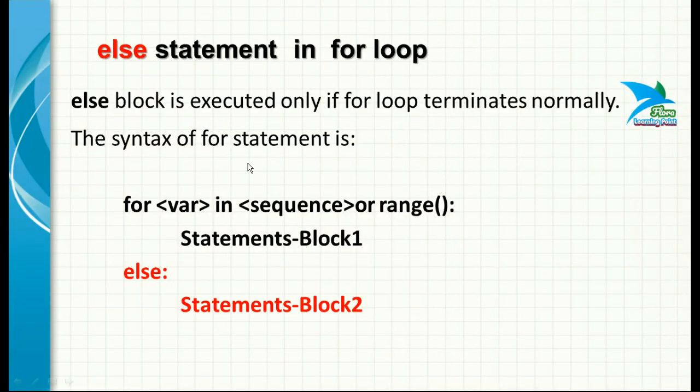So first we'll discuss the else statement in for loop. The else block is executed only if the for loop terminates normally. That means this block will execute only after the last iteration of the loop. If you want to run a loop from 1 to 10, then after the last, 10th iteration, the else block will execute only once.